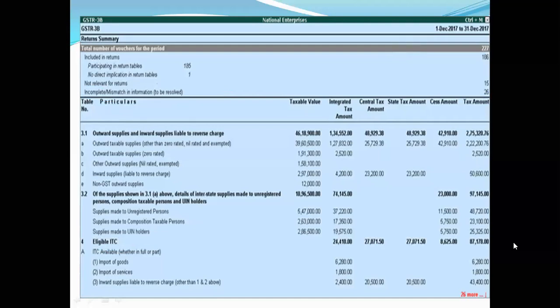Sometimes what happens, I think in the lab record, you have to write the format of GSTR 1, 2, and 3. Don't write everything. I'll show you how to write particular information.